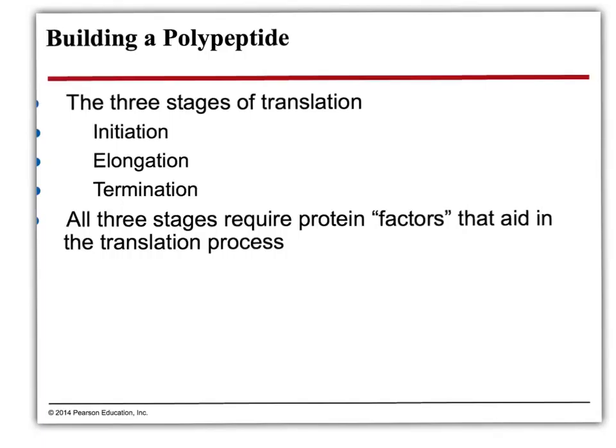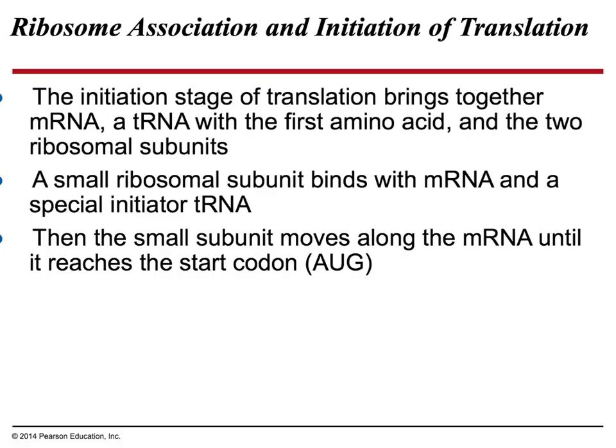Elongation is the process of adding new tRNAs as they occupy the E, P, and A sites, and they slide down. Okay? All 3 stages require what we call translation factors. There are other proteins that are involved. I'm just simplifying this to show that the ribosome is the main function, but there are other factors involved.